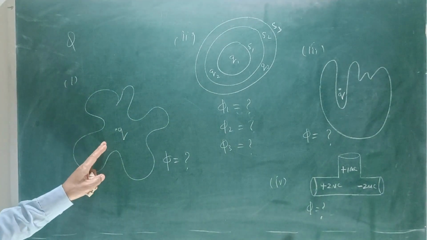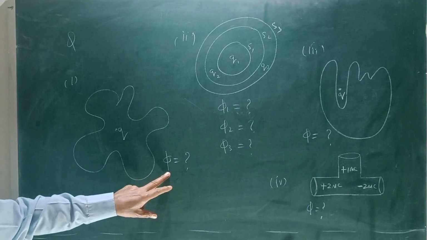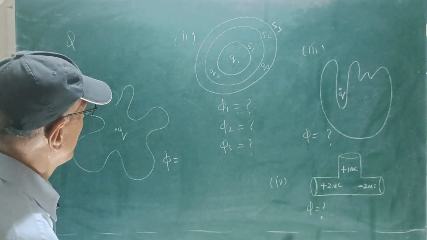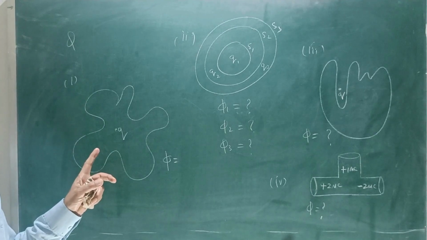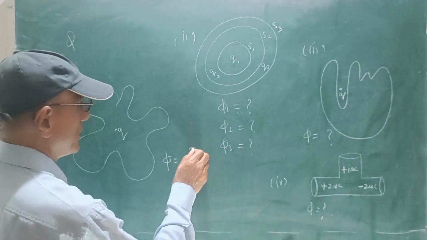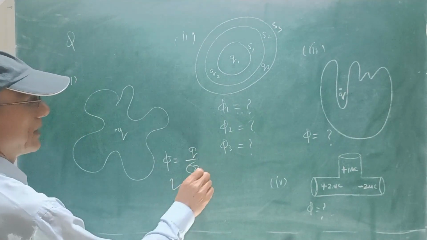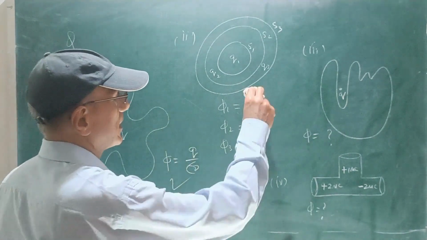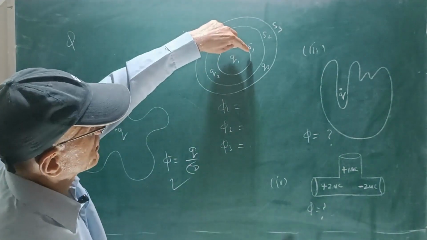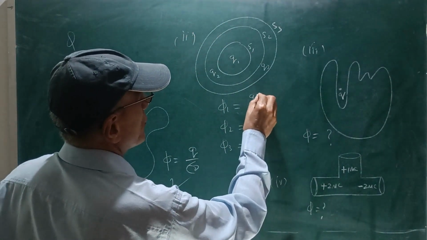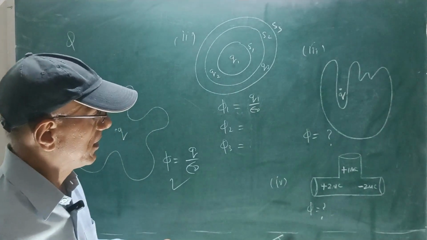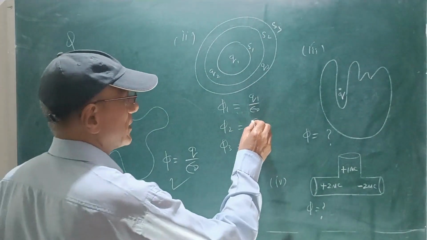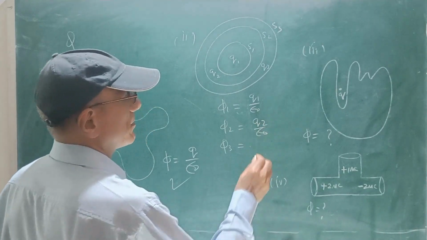So first, the total flux phi will be Q by epsilon naught, or not equal to this or 0. Yes, it is Q by epsilon naught. That is correct. This one is Q1 by epsilon naught. What about the surface 2? It is Q2 by epsilon naught.